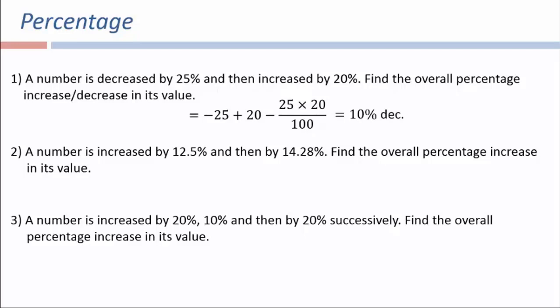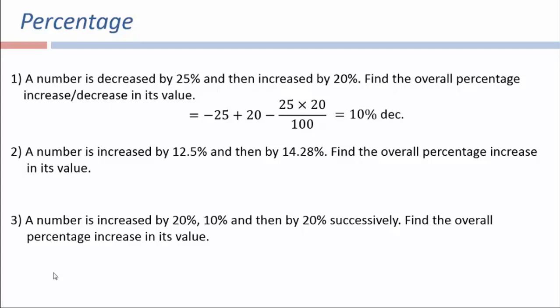So on applying the formula to this question, I'll get 12.5 plus 14.28 plus 12.5 into 14.28 upon 100. Now, doing this calculation would be a tough task. So I'll recommend that when the percent values given in the question are typical, such as these, I'll suggest you go by the fraction method in that scenario. So we'll try to solve this question by using fractions.